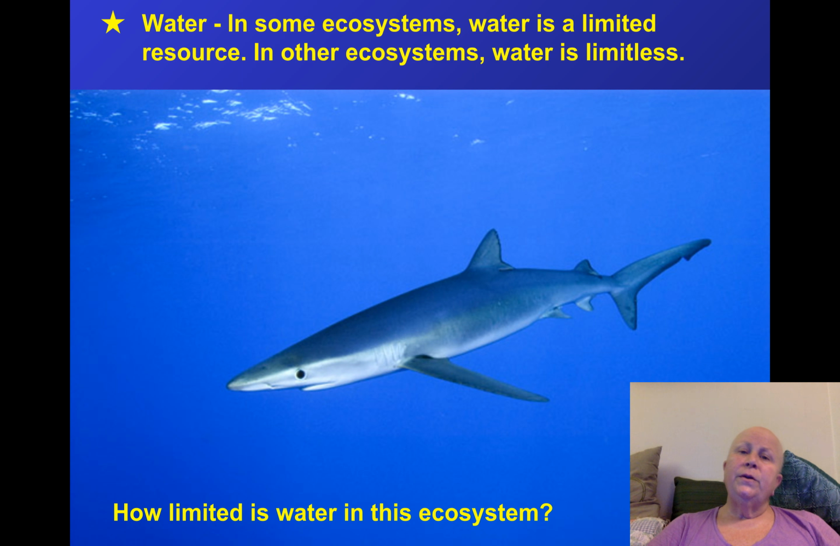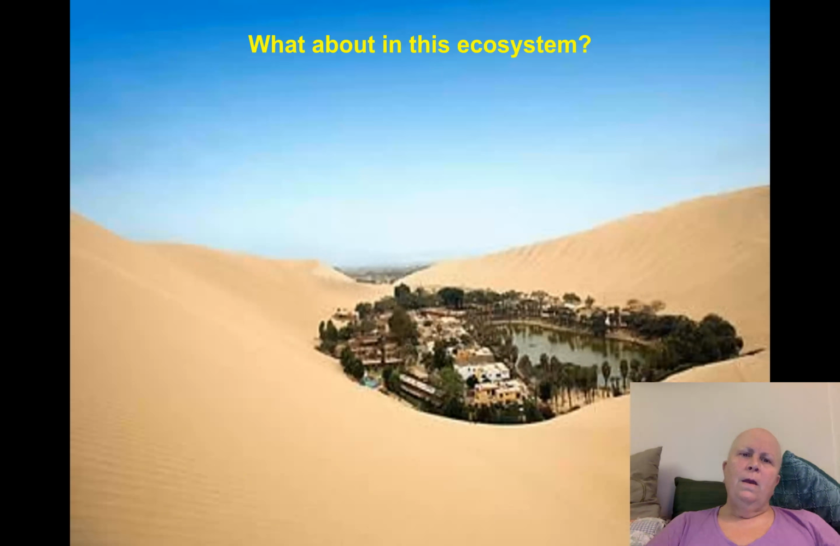Okay. Another limiting factor, very, very common limiting factor, is water. In some ecosystems, water is limitless or it feels limitless. In some, it is limited. Okay. So, for example, in this ocean environment, the water is not really limited, but we're going to talk about that in a minute. Okay. And look at this ecosystem. This is an oasis in the middle of the desert. And so water is definitely a limiting factor here because there's only so much available. So a certain number of plants and trees will be able to grow.